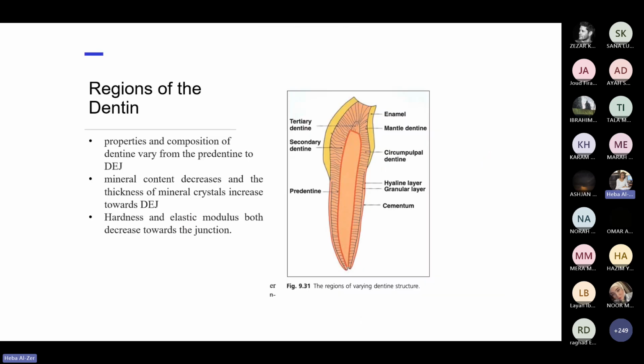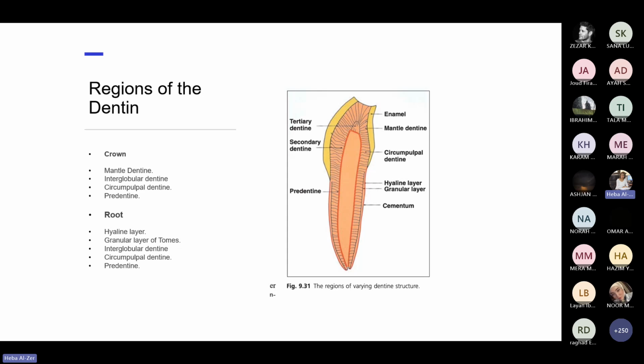Next, we are going to discuss the different regions of the dentine. So the dentine composition varies from the pulp to the dentino-enamel junction. There are different regions. We will discuss their appearance and their names and why they look the way they look.